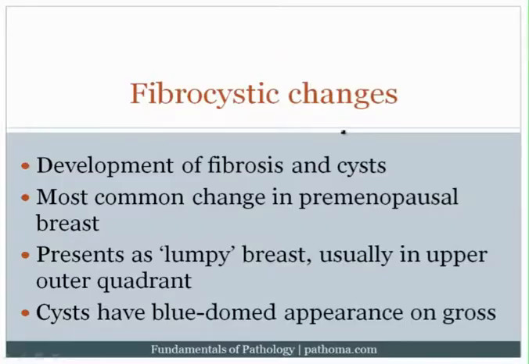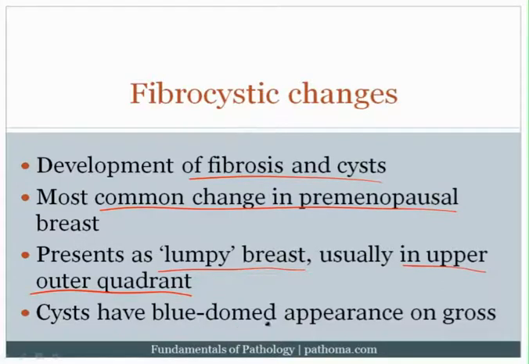All of this is stated in your text. I'll just quickly run through it with you. Development of fibrosis and cysts, most common change in premenopausal breast, lumpy breast, upper outer quadrant, and the cysts usually have a blue domed appearance on gross exam. I've explained all of that using the whiteboard already.